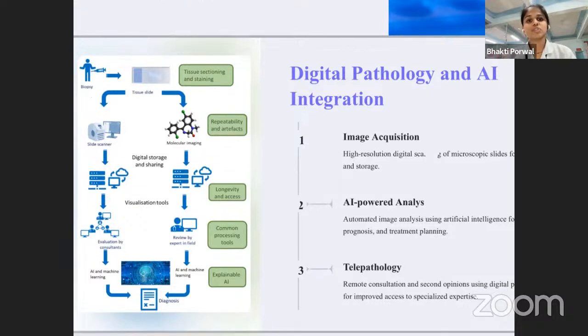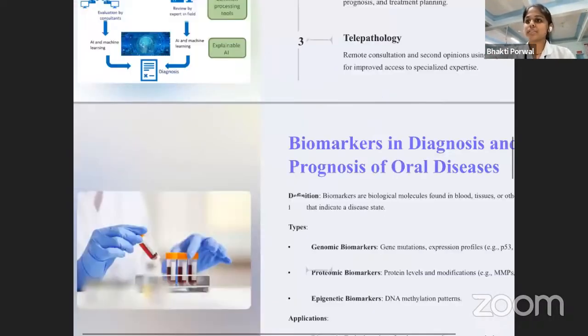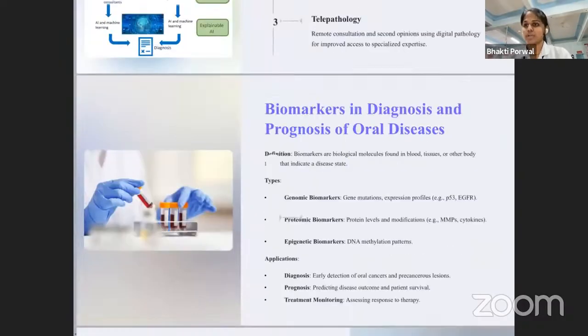After the biopsy, the tissue sample is processed and molecular images are obtained. With the help of visualization tools, images are evaluated by respective consultants and reviewed by experts in the field. Further, AI tools and machine learning add speed, accessibility, and accuracy to the diagnosis. Later on, we will see biomarkers in diagnosis and prognosis of oral diseases.